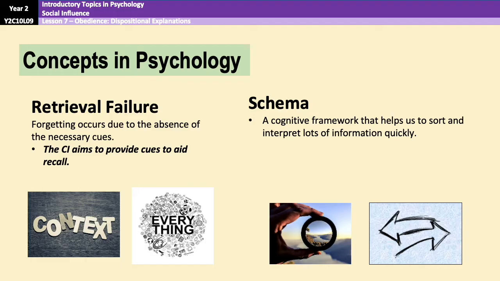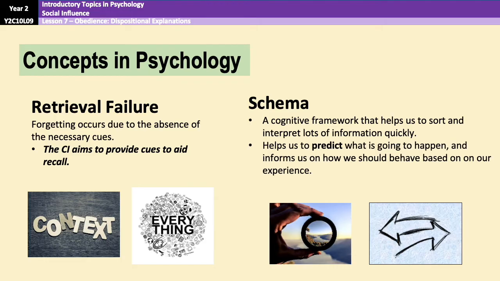And they help us to interpret a lot of information very, very quickly. They also help us to predict what is going to happen at any given point, and they help us to know how we should be behaving in any particular situation. So for example, if you go to a wedding, you're going to have a good idea of what's going to happen even if you've never been to one before, because you'll have picked up information about weddings from all over the place, whether that's books or film and TV or friends or magazines or whatever.